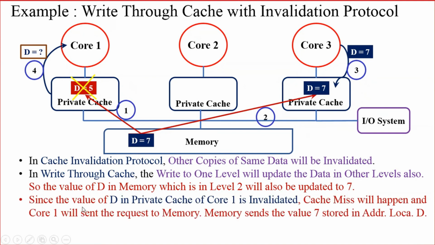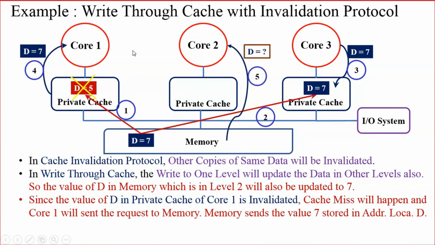We cannot read it. Since the data present in the private cache of core 1 is invalidated, a cache miss will happen. So when core 1 is reading, a cache miss will happen because the data is not there. So core 1 will read from the memory, and in memory the data present is updated, that is 7. So what will core 1 get? Core 1 will get the updated data because it has read it from the memory. When it tried to read from the private cache, it was disabled or invalidated, so it will read from memory, and then it will get the updated data.